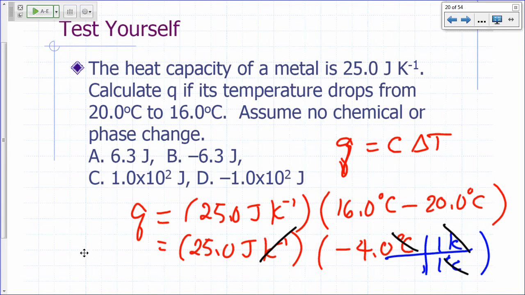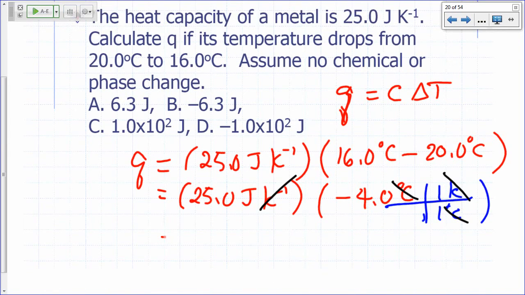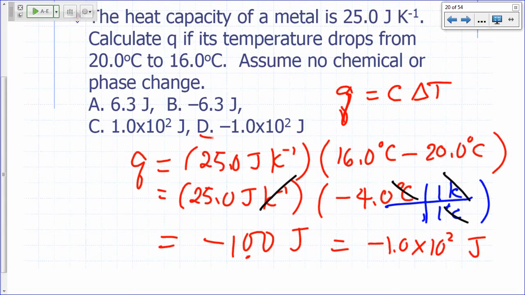So -4 times 25 would be -100, 2 sig figs, joules. So -1.0 times 10 to the 2 joules. Answer is D. Okay.